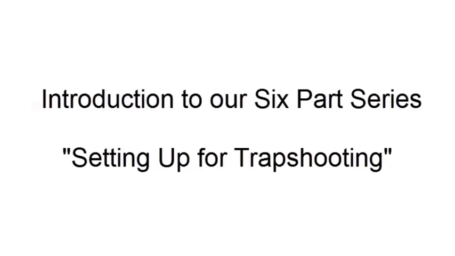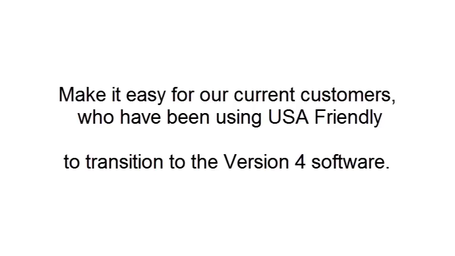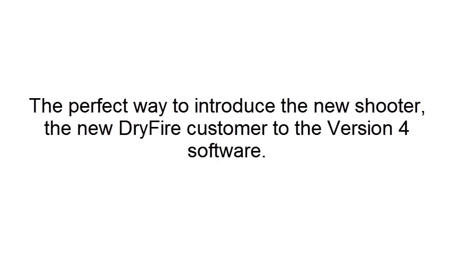Welcome to the introduction to our 6-part series on how to begin trap shooting. The purpose of this series is, number one, to make it easy for our current customers who have been using USA Friendly to transition to the version 4 software, and make it as easy for them to make that transition as possible. And it's the perfect way to introduce the new shooter, the new dry-fire customer who has just purchased a dry-fire system and will start out by learning version 4.